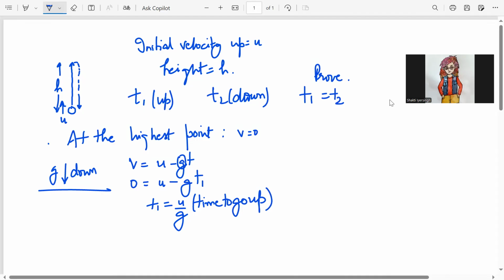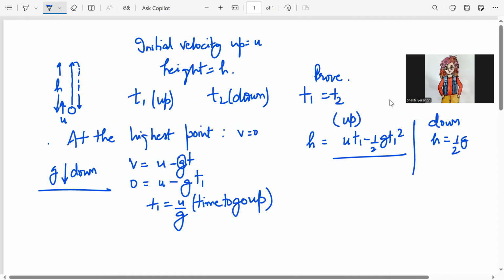Now let's see what is H. H equals nothing but U times T1 minus half GT1 square. And H also equals, while coming down, H equals half G times T2 square, as the motion down starts from a velocity of 0, right? The ball reaches the highest point, it's come to 0 velocity, and then it starts falling down. Now, H in both these expressions, we must equate these because both these are equal to H.